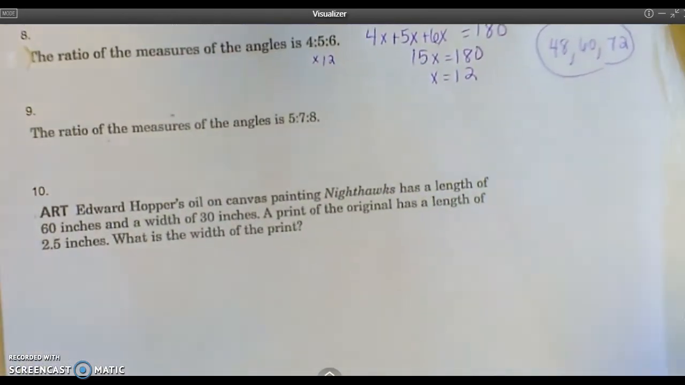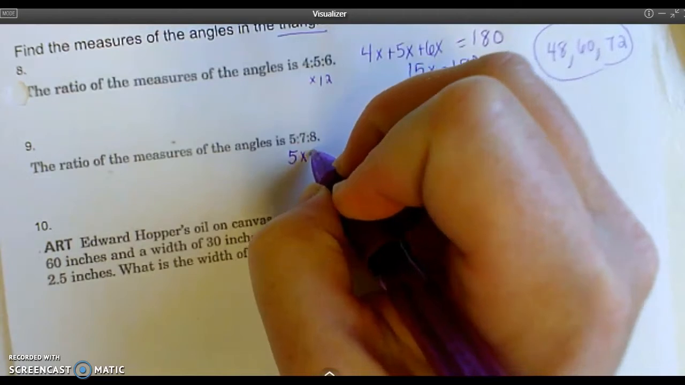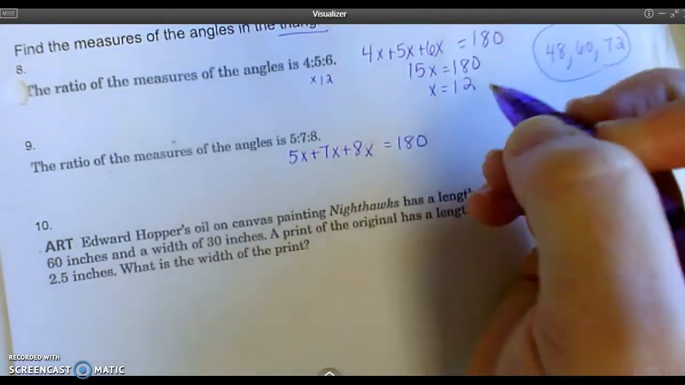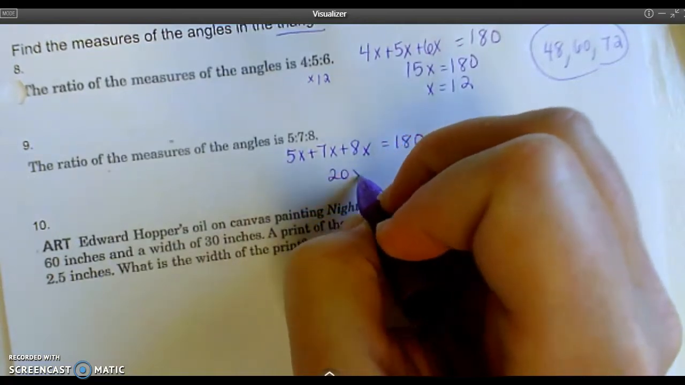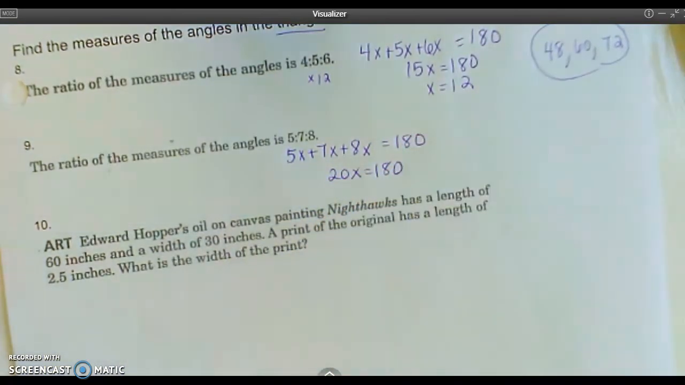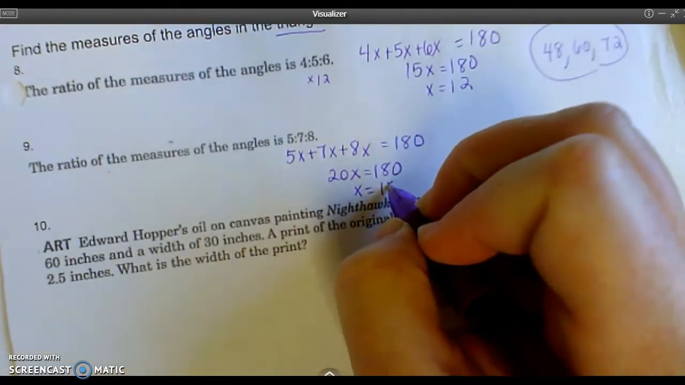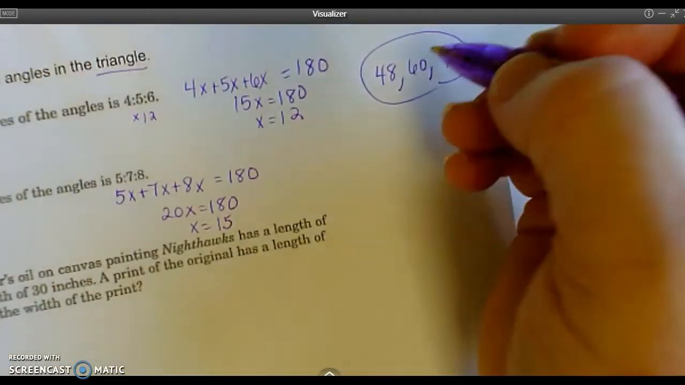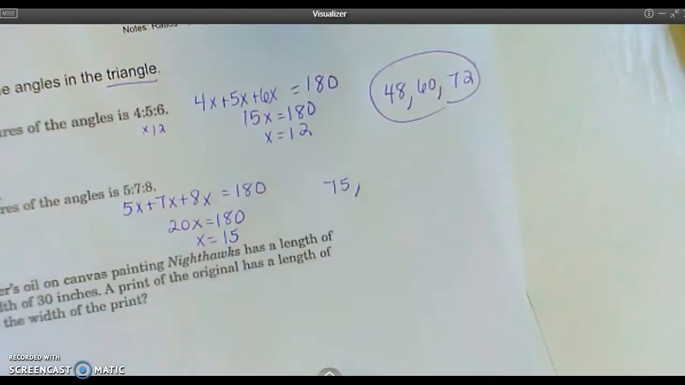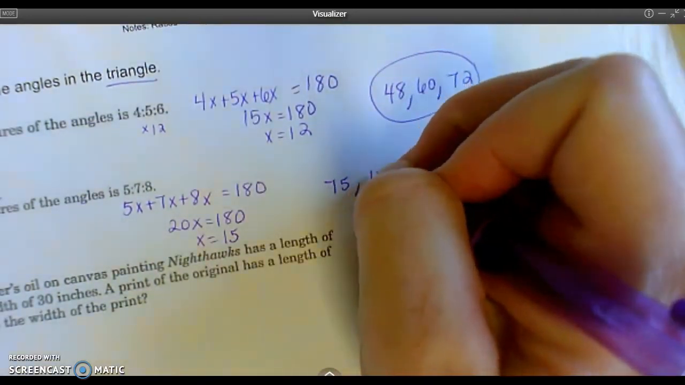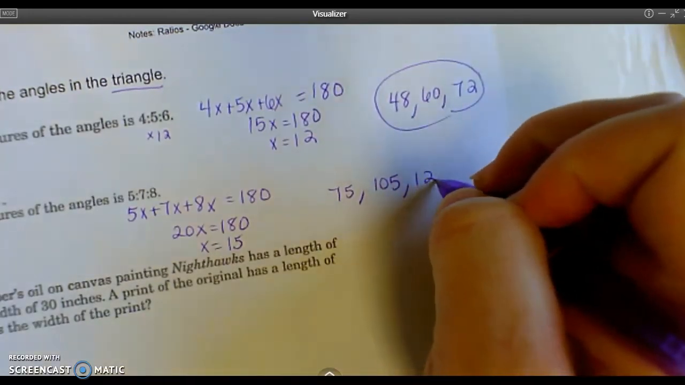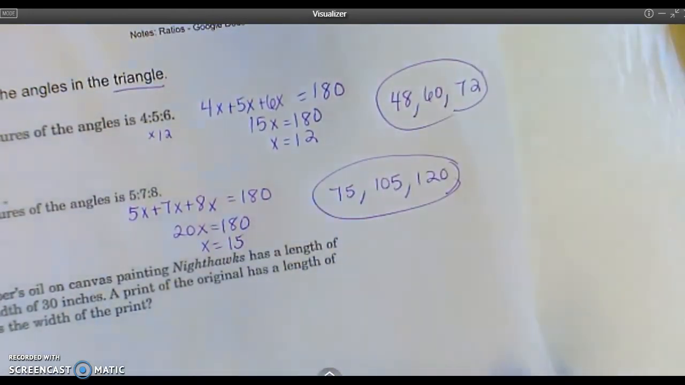Number 9, very similar again. So 5x plus 7x plus 8x, I still equal them to 180 because we're talking about angles. That's 20x equals 180. So then I divide. I get x is 15. Multiply each of those by 15. 5 times 15 is 75. 7 times 15 is 105. And 8 times 15 is 120. And there's the measures of the angles.